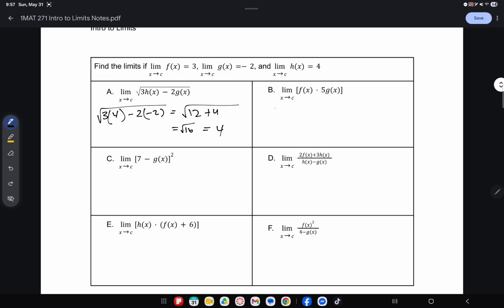All right, we have the limit for f, which is 3, and then times 5 times the limit for g, which was -2. So 15 times -2 is going to be -30.